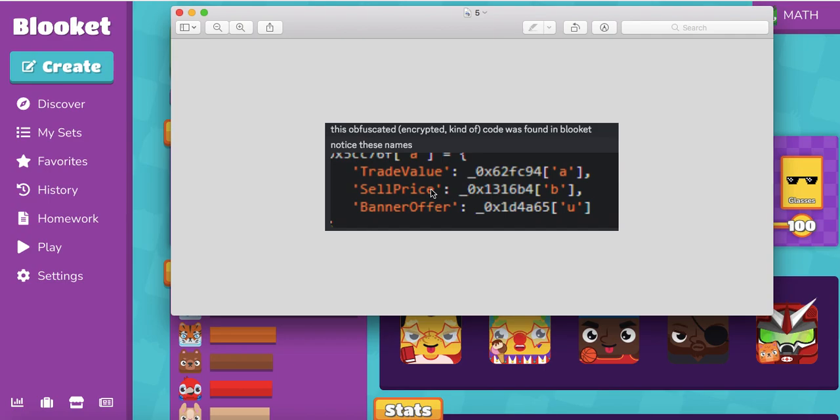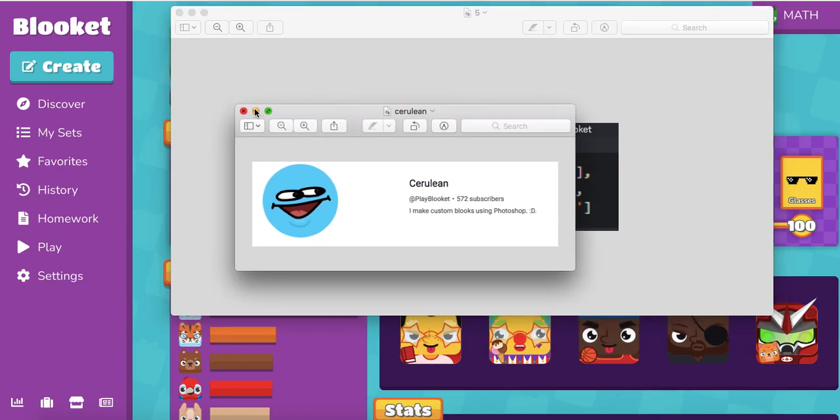This trading is going to happen in season 5 of Blooket, everyone, with this code that Cerulean got. And don't forget to sub to them. But let me know in the comments below.